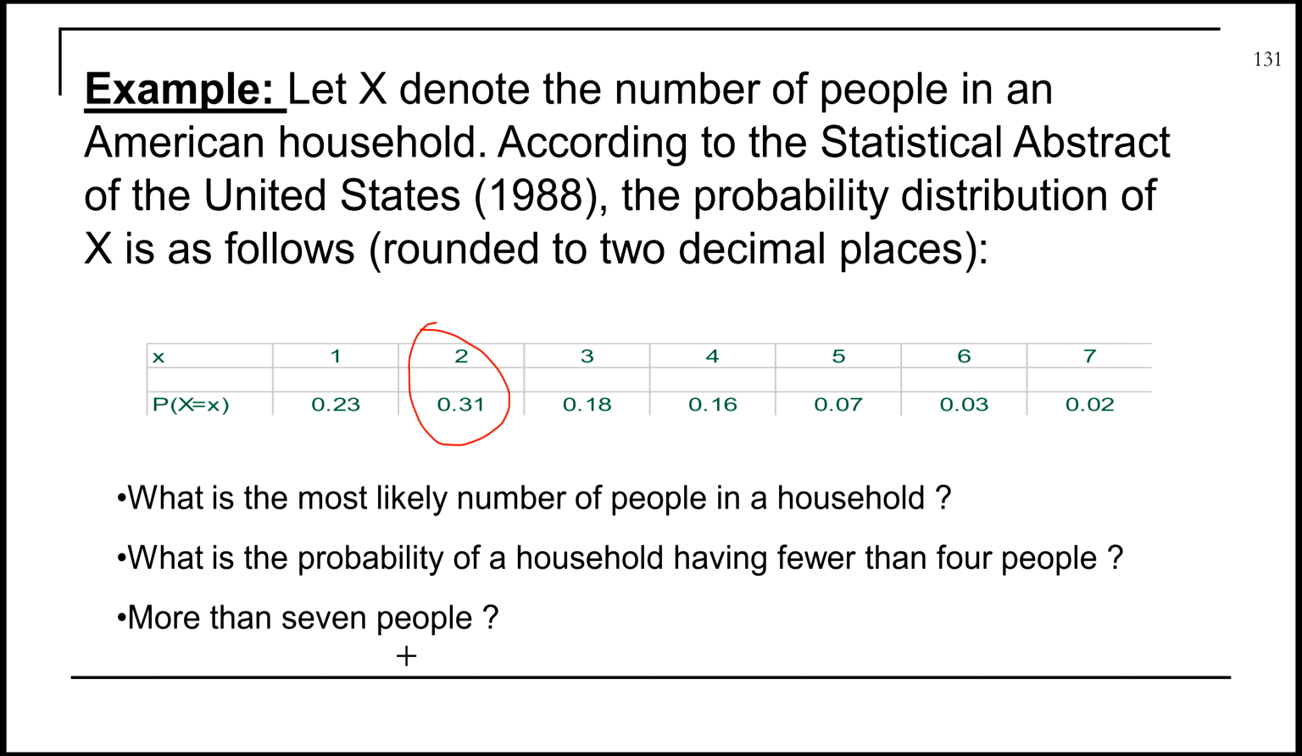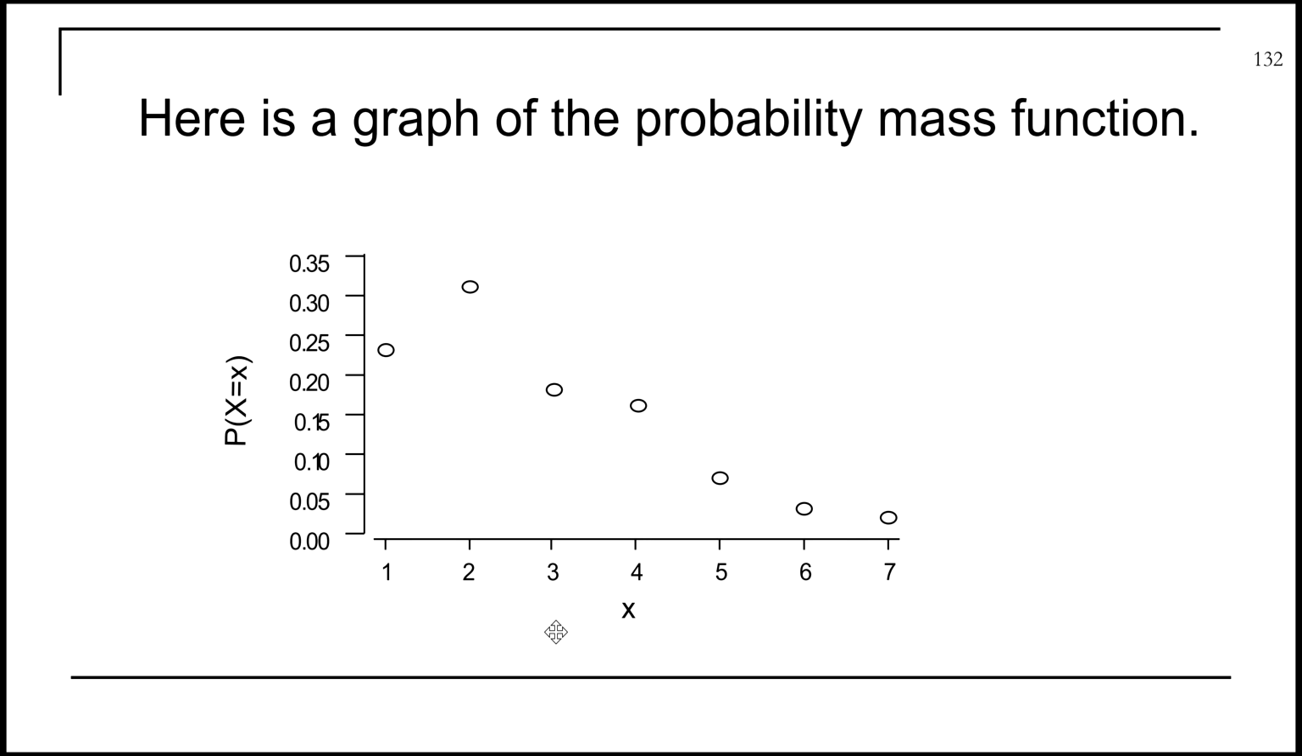According to this table, what's the probability of a household having more than 7 people in it? It'd be 0. It doesn't occur in this table. Here's a graph of what's called the probability mass function, and sometimes we draw things like this.